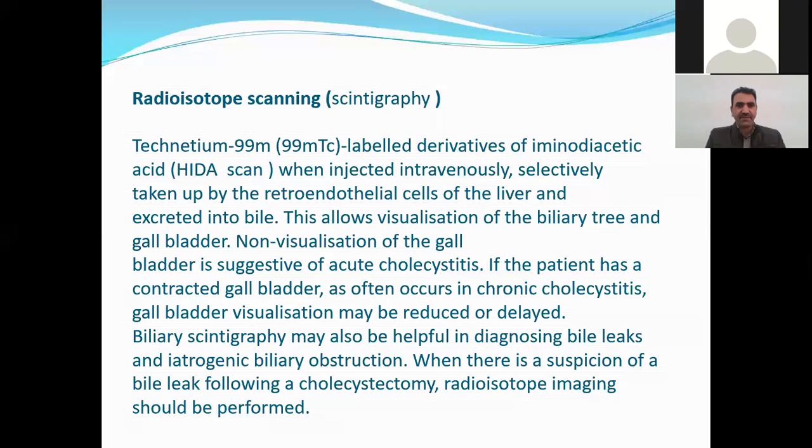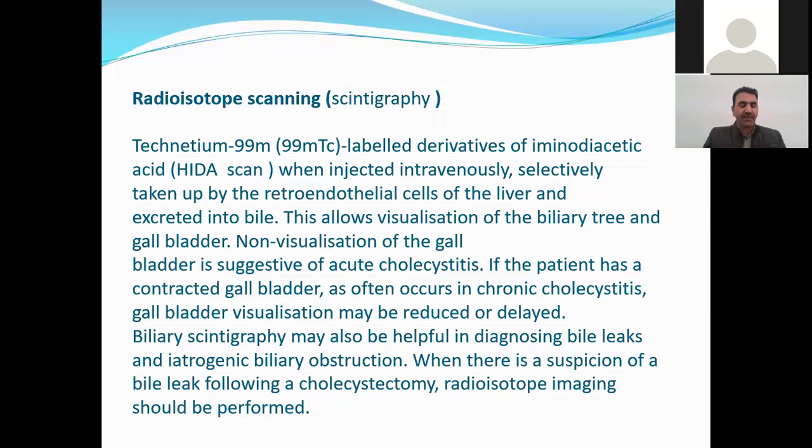If the patient has a contracted gallbladder, it often occurs in chronic cholecystitis. In surgery, in any case of chronic inflammation, there is scarring and contracture. So in chronic cholecystitis, there is a contracted gallbladder. Gallbladder visualization may be reduced or delayed. Biliary scintigraphy, HIDA scan, may also be helpful in diagnosing bile leak after surgery or iatrogenic biliary obstruction.